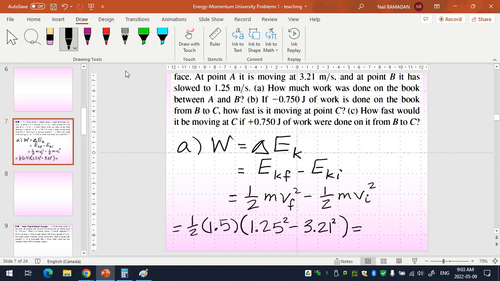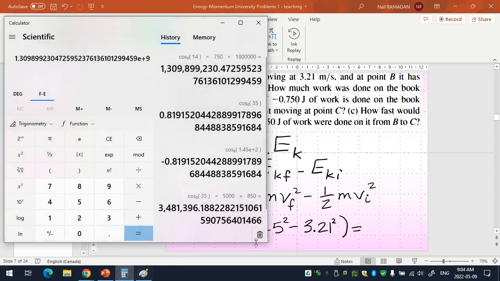By the way, do we expect this answer to be positive or negative? Did it speed up or slow down? Slow down, which means did it gain energy or lose energy? Energy was sucked out of the object, and that's what made it slow down. So let me just do the math here.